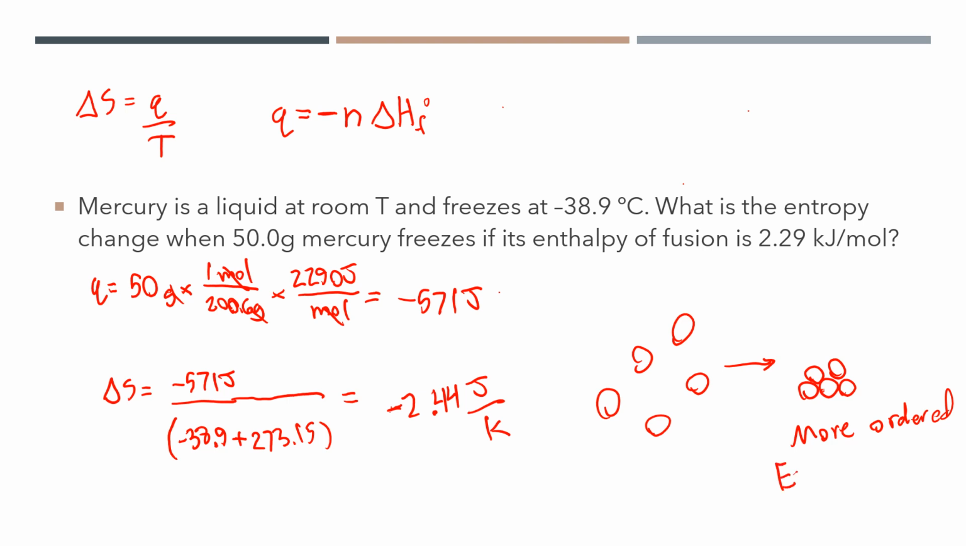Entropy decreased. But yeah, think about conceptually what's going on. If, say, the other way around was happening, if we went from a solid to a liquid, which is melting, your entropy would be increasing because now you have particles that are more scattered.